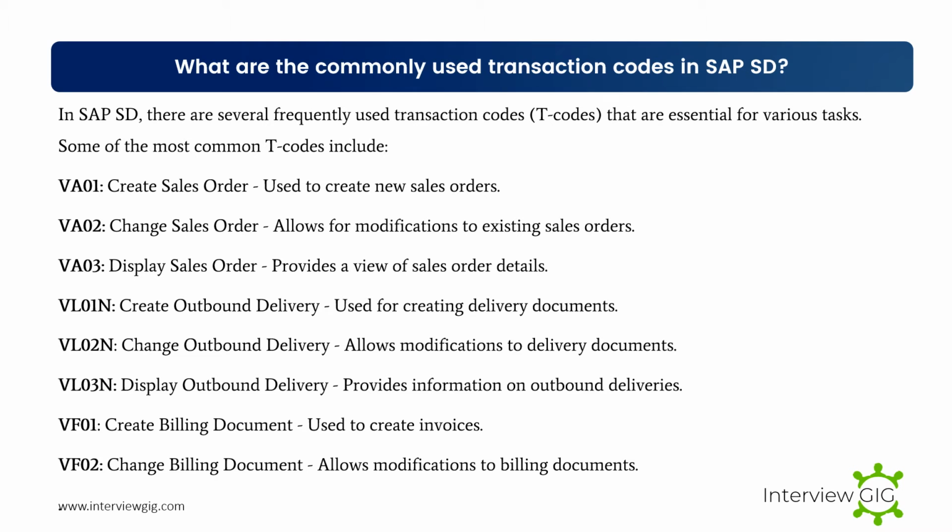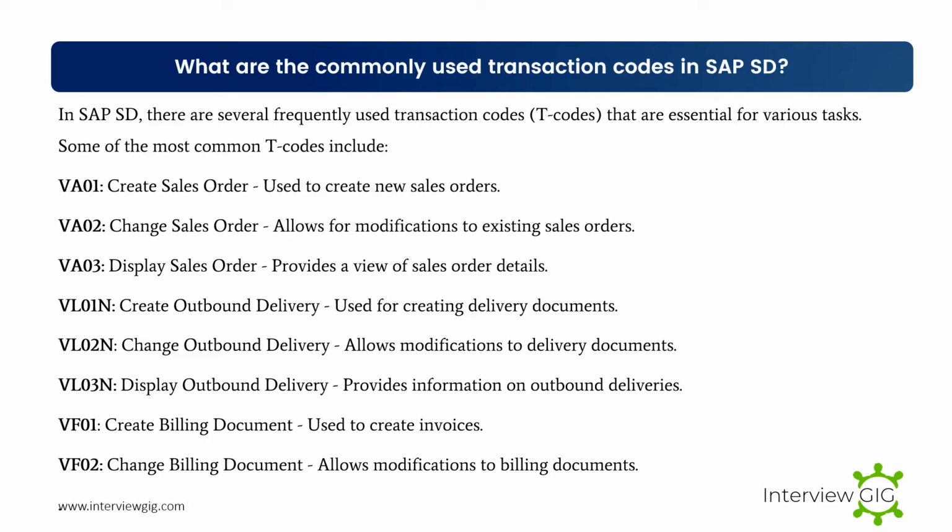What are the commonly used transaction codes in SAP SD? In SAP SD, there are several frequently used transaction codes, T-codes, that are essential for various tasks. Some of the most common T-codes include VA01, create sales order, used to create new sales orders. VA02, change sales order, allows for modifications to existing sales orders. VA03, display sales order, provides a view of sales order details.